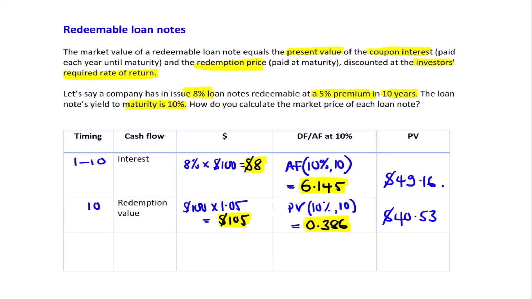So we'd be multiplying the 8 by the 6.145, and then the 105 by the 0.386. That gives 49.16 and 40.53. You now simply total those up to get the market price of the loan note, which is 89.69. So again, learn this as a stepped process.